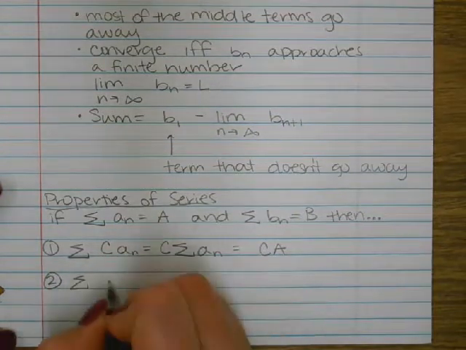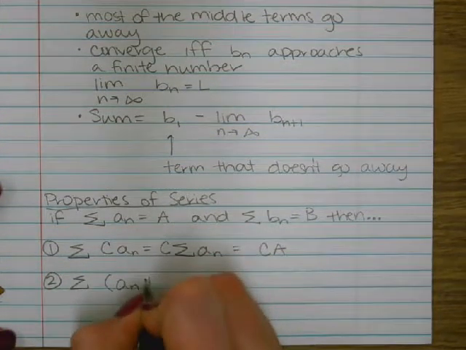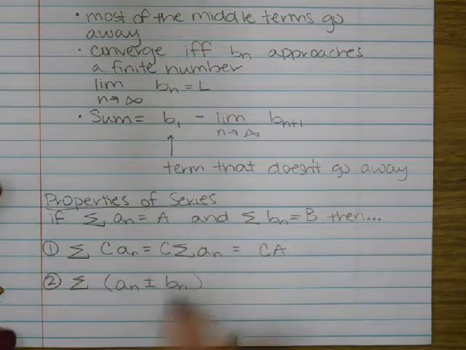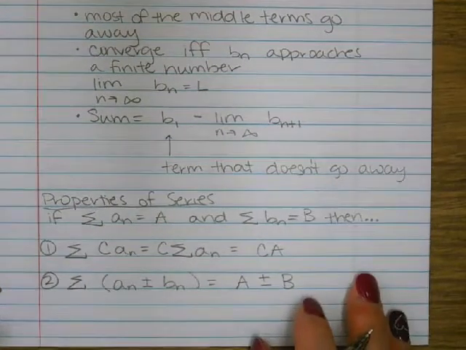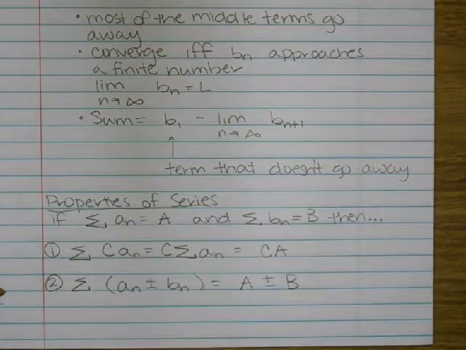The other is that the sum of one sequence added or subtracted to another is just their actual sums added or subtracted from each other. So those are the two properties that we're going to work with.